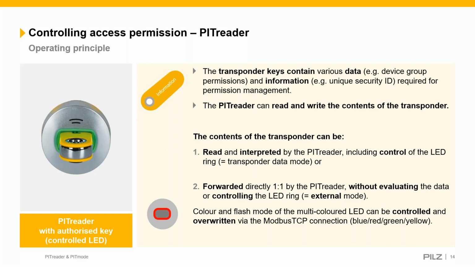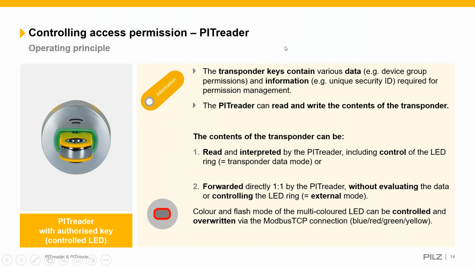And the colors that we have available are blue, red, green, and yellow. We typically use blue to show that the PIP reader is active. We have green for if it's a valid key. We have red if it's invalid.